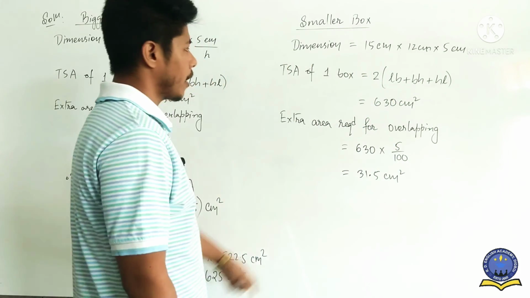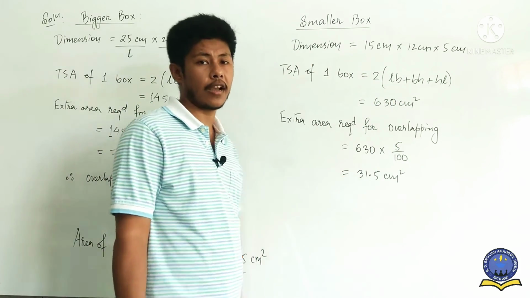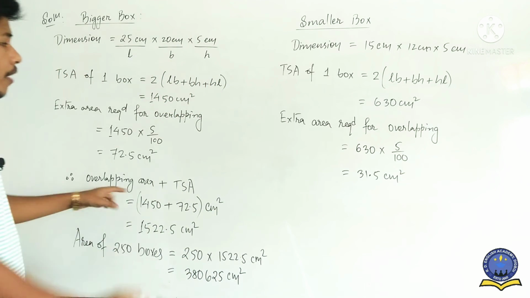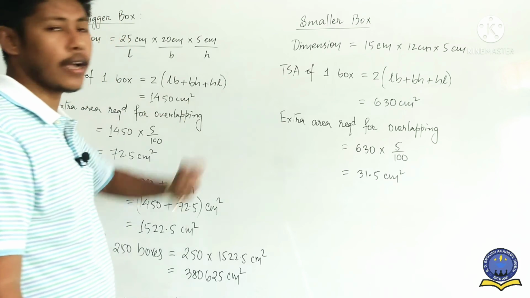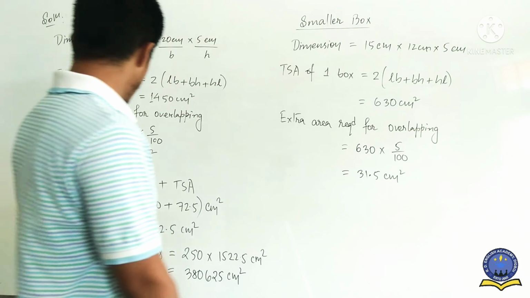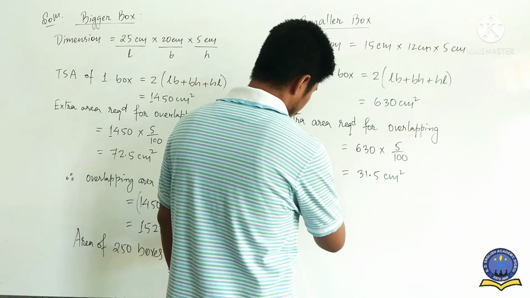31.5 centimeter square. That means this one is what? The extra area required. So now here what do you have to write? Finally we have to write the total area of one box including the extra area.